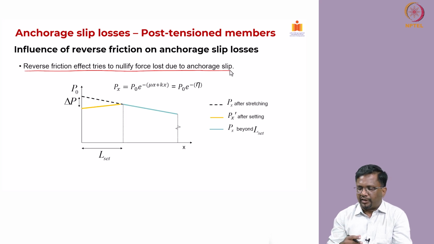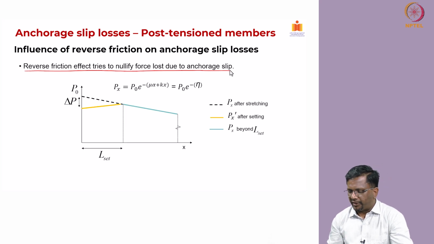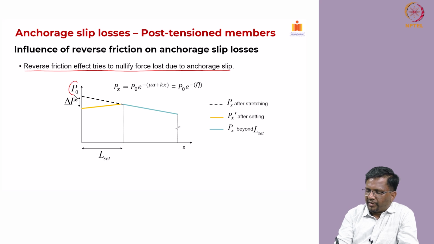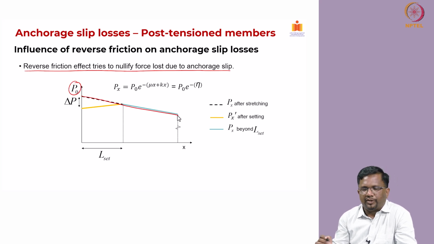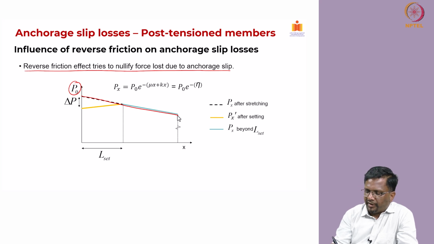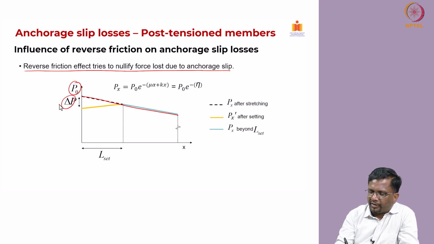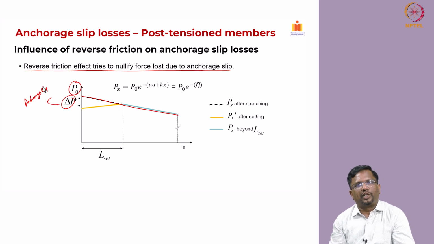That is what we are trying to see. In this case, if you see here, P naught is the initial force, and this keeps on reducing due to the curvature and wobble effect. But initially, this delta P is happening because of the anchorage slip. This loss is happening from anchorage slip.